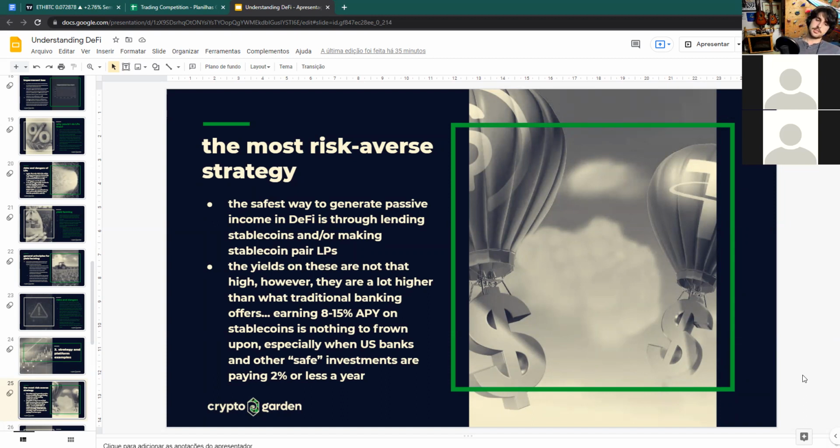Despite the risk of A, the platform being hacked, and B, the stable coin that you chose turning out to be something that is just worthless, or hacked, like the Titan stable coin. Okay.